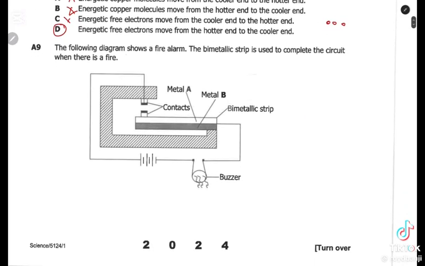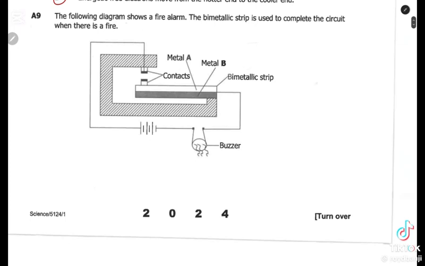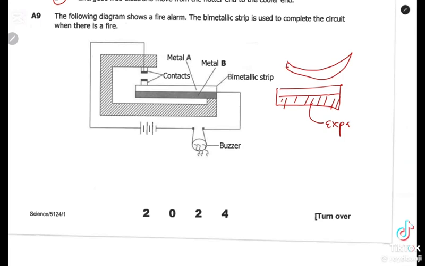Question 9: the following diagram shows a fire alarm. The bimetallic strip is used to complete the circuit when there is fire. As you can see, this is the bimetallic strip. You know that the bimetallic strip is made up of two metals, one expanding more than the other. The one that expands most is the one on the outside. When it expands, it forms this shape, and it will be able to complete the circuit here because it's going to move like that.